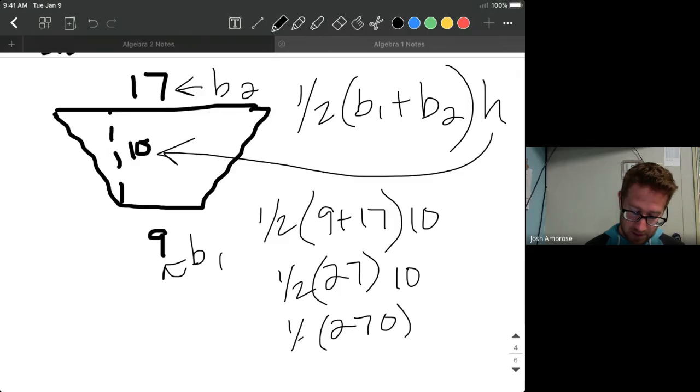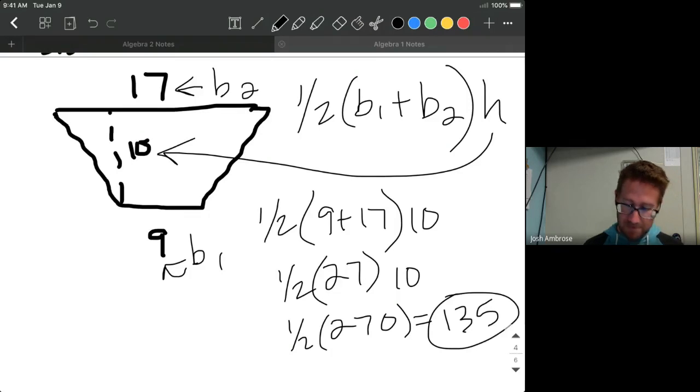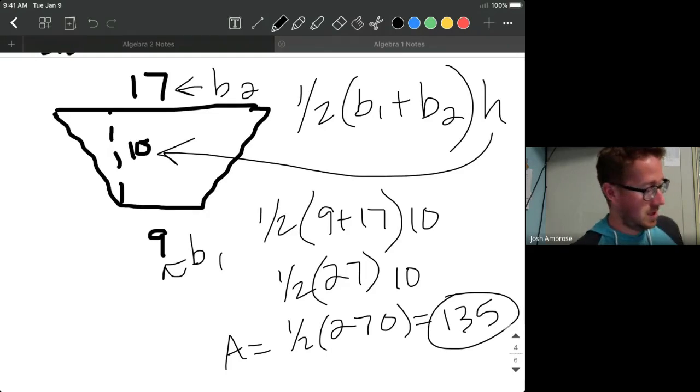And then you're going to have to cut that in half. And that is going to be 135. 135 for your final answer for area of a trapezoid.